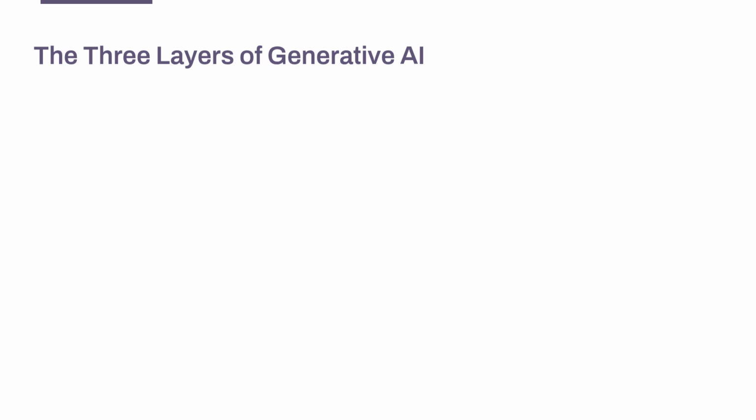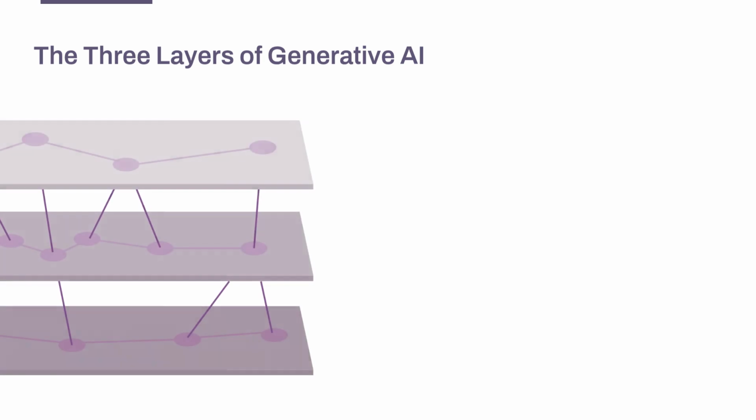To understand how generative AI works, let's break it down into three foundational layers. Layer 1 is what we've already seen, the GenAI products. These are the tools we interact with, like ChatGPT, Copilot, Midjourney, and others. They're designed to be user-friendly, safe, and business-ready.